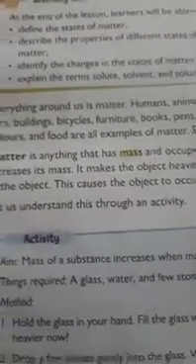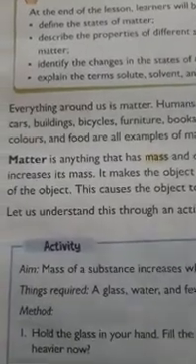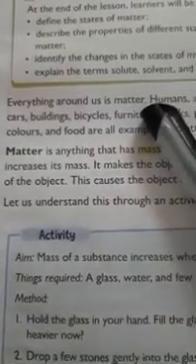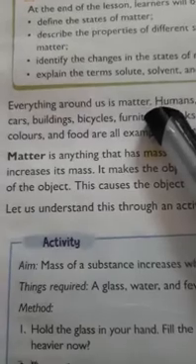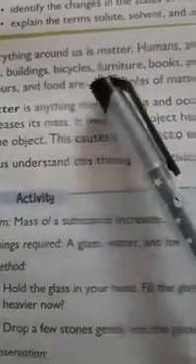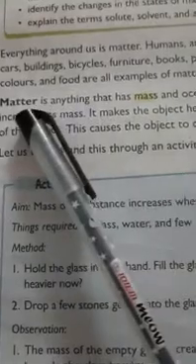So children, let's see first what is matter. Everything around us is matter. So in our surroundings, whatever the things we see, they are made up of matter. Humans, animals, plants, cars, buildings, bicycles, furniture, books, pens, pencils, colors and food are all examples of matter.